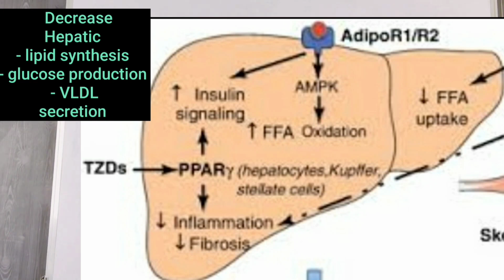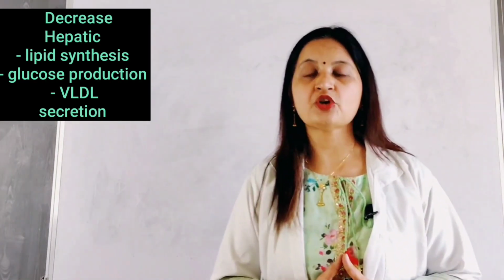Because free fatty acids are reduced in the liver, the VLDL secretion from the liver is reduced. So in the circulation, the VLDL is less, the LDL is decreased and the HDL lipoprotein is increased. So this reduces the incidence of cardiovascular events by decreasing LDL, VLDL and enhancing the HDL levels in the circulation.